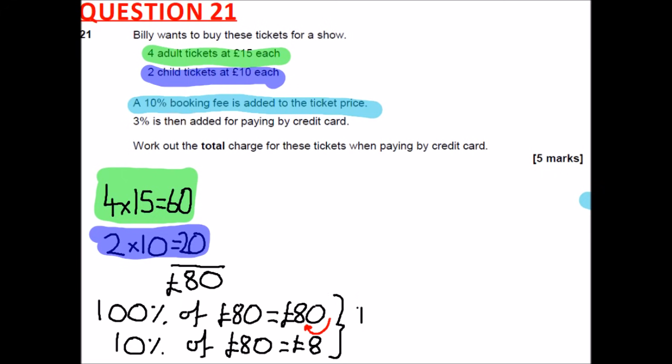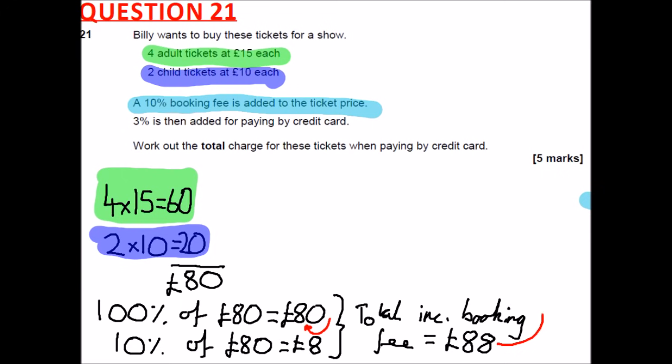So total, including the booking fee, is £80 plus £8, which is £88. But we're not quite done yet, because we've also got the small matter of the credit card fee.